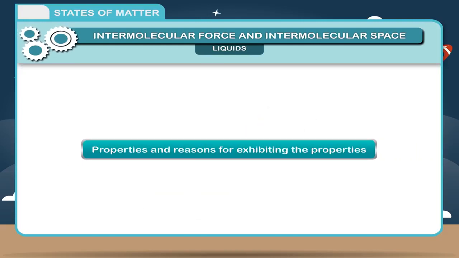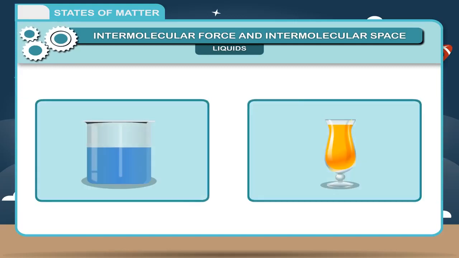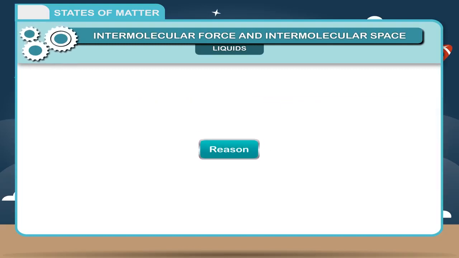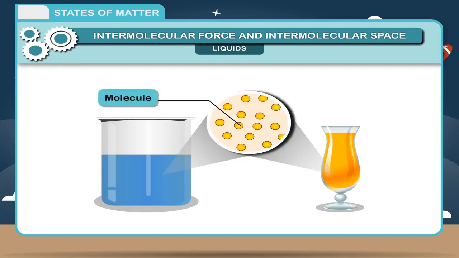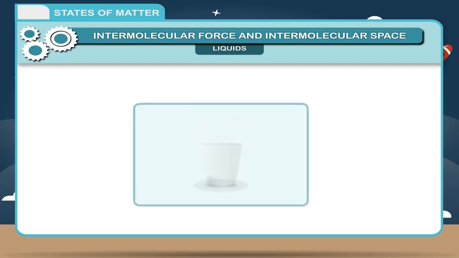Properties and reasons for exhibiting the properties. 1. Liquids don't have a definite shape but take the shape of the container in which they are kept. Reason? As molecules of liquids are not tightly packed, they can easily shift and adjust by taking the shape of the container in which they are kept. Not being compact, liquids don't have a fixed shape.